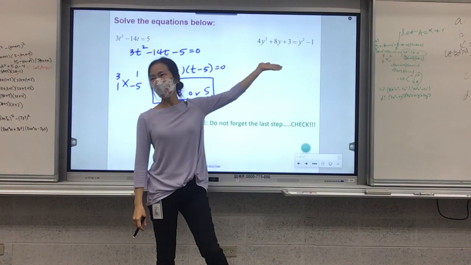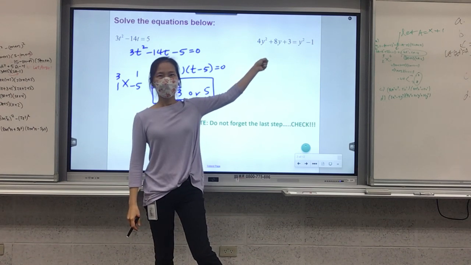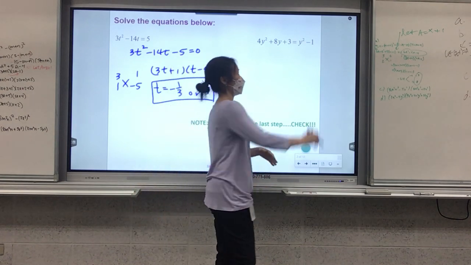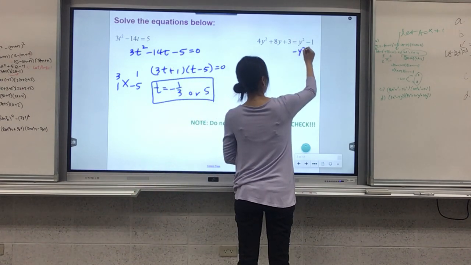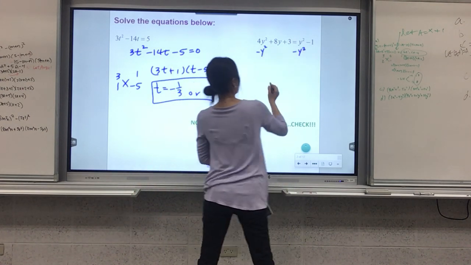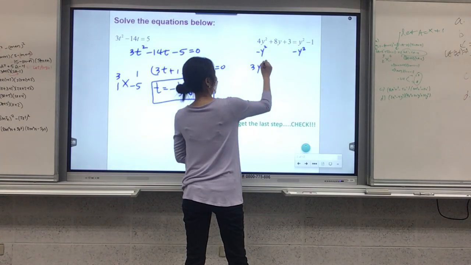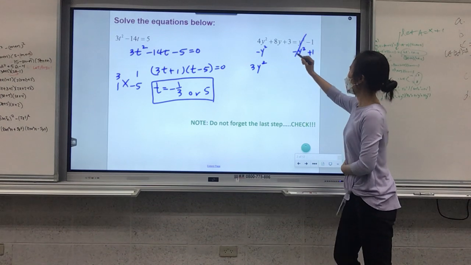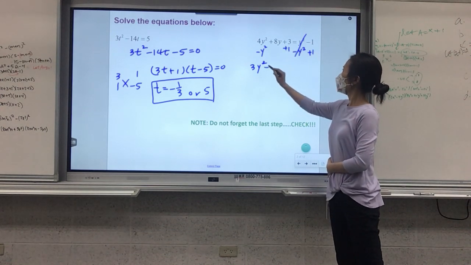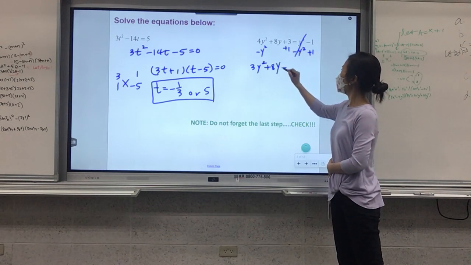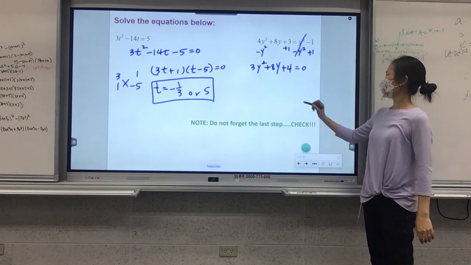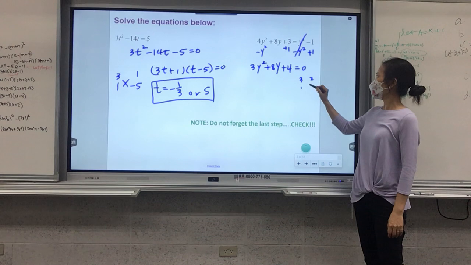With the equation on the right, what would you do? Move everything to one side. Combine the like terms. So minus y squared. Move the 1 over, plus 1, plus 1. Okay. 3, 1, 2, 2.